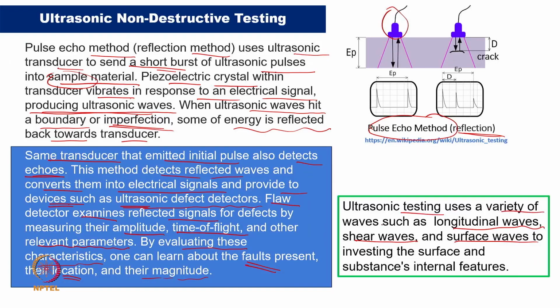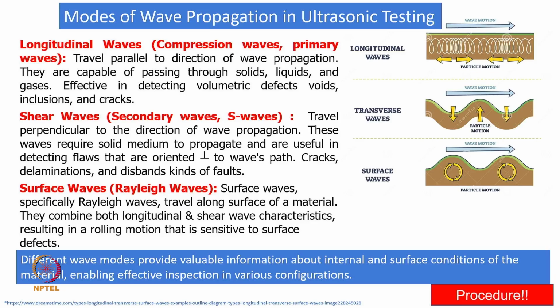Now, as I say, ultrasonic testing uses a variety of waves. It can be a longitudinal wave, a shear wave, or surface waves, to investigate the surface and internal features also. So, these are the important ones. I am just trying to give some sort of overview of these waves.